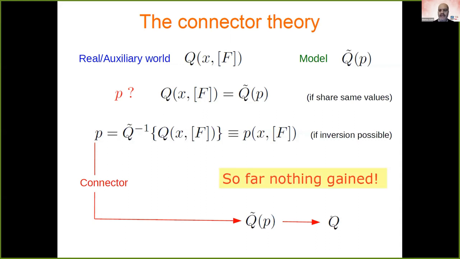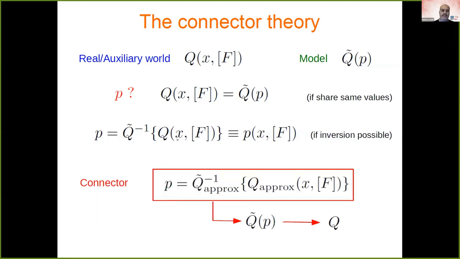Now, so far, we have gained nothing because all this is exact, but it's useless so far because we have to invert this expression and we still need the quantity of interest that we don't want to calculate directly. So the point is that we can approximate this exact expression. And the idea is that we approximate both the function in the model and the real quantity that we want to calculate, in such a way that we benefit from error cancellation. And then we have an approximate connector that we use in the model to calculate the quantity Q that we are interested in.